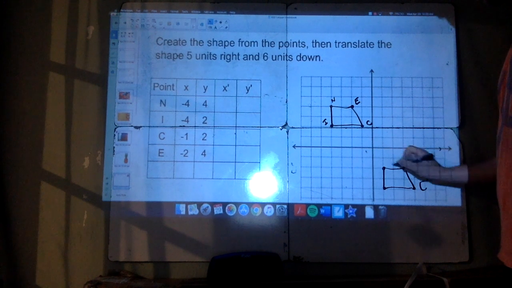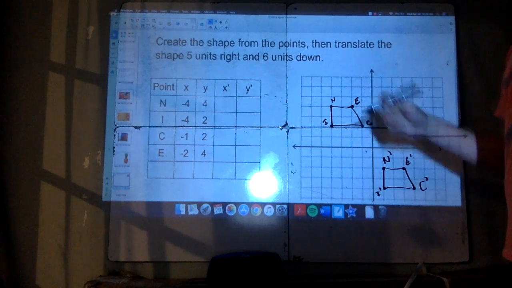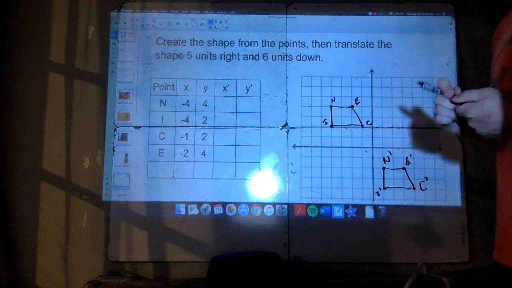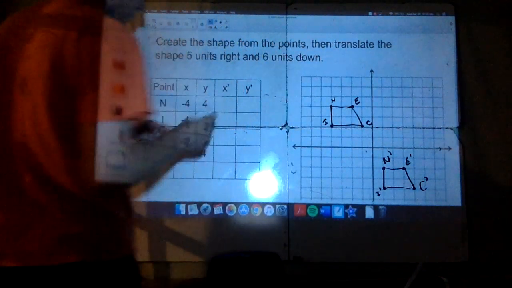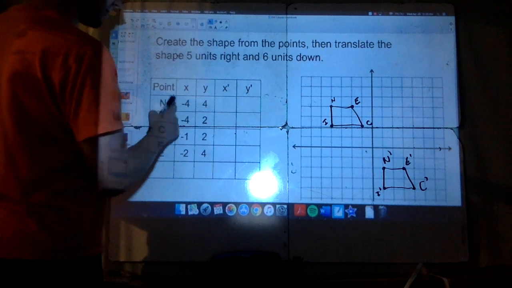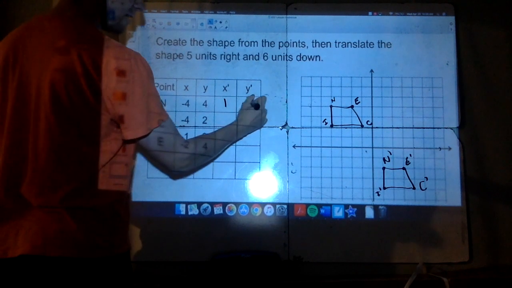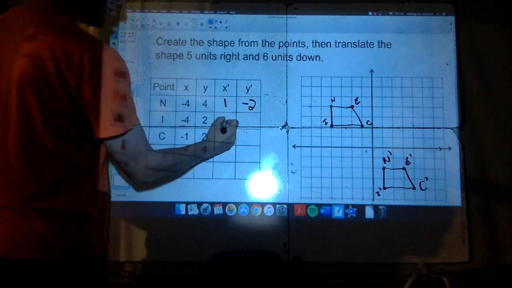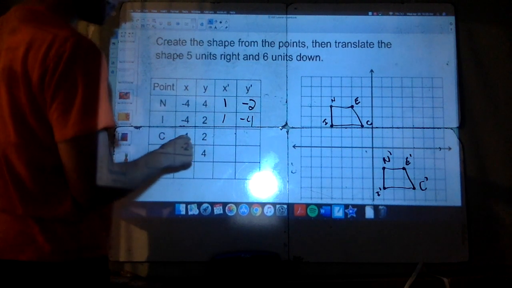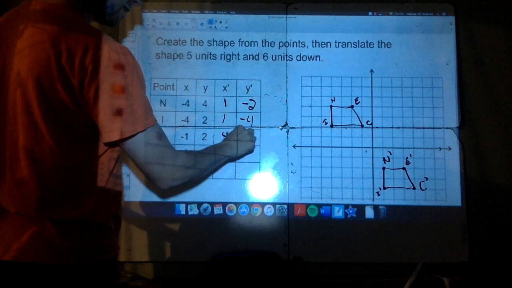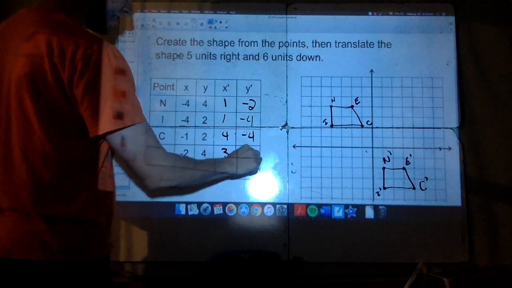And I'm going to label E prime, N prime, I prime, as we call it. So you can see that those shapes are congruent. They're the same shape and the same size. We just slid it into that bottom right corner. So our new N is 1 over, our X is 1, and it's down 2. Our new I is 1 over, down 4. Our new C is 4 over, down 4, and our new E is 3 over, down 2.